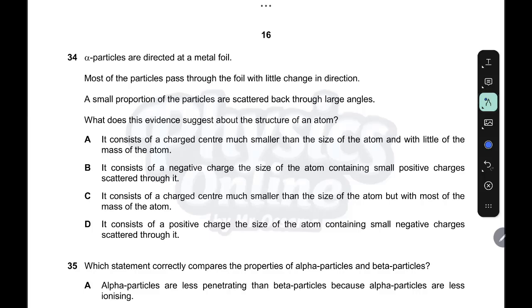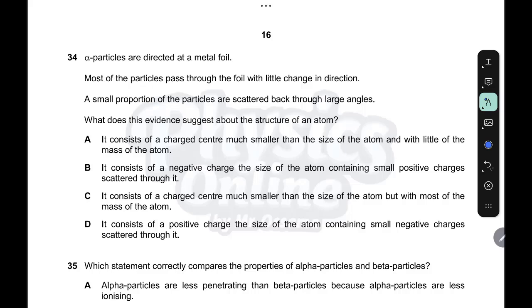Alpha particles are directed at a metal foil. Most of the particles pass through the foil with little change in direction. A small portion of the particles are scattered back through large angles. What does this evidence suggest about the structure of the atom?